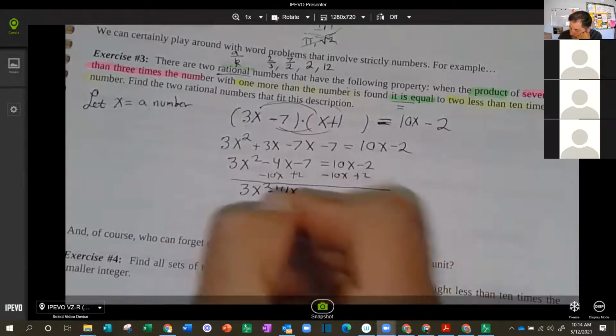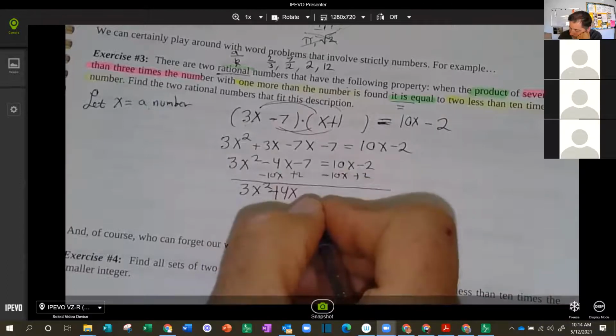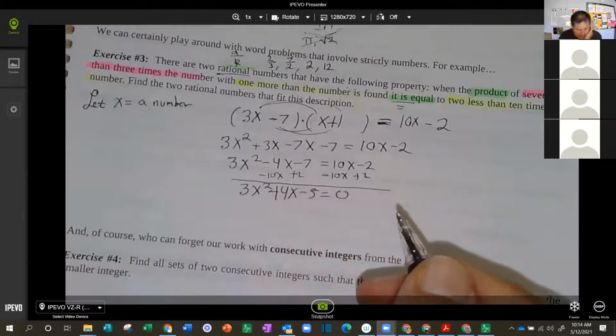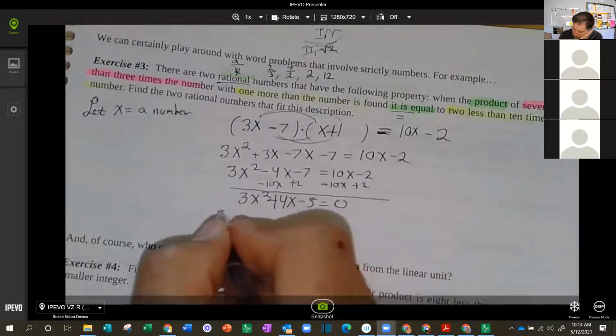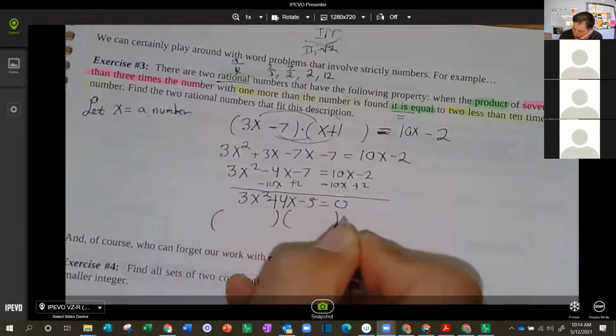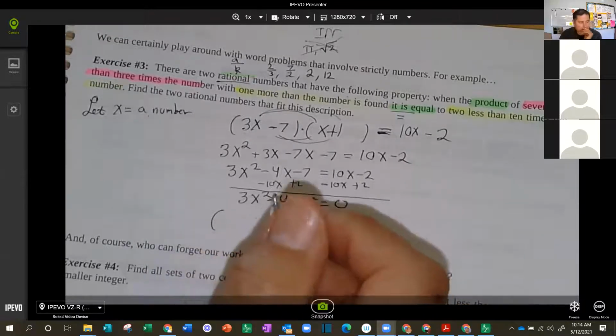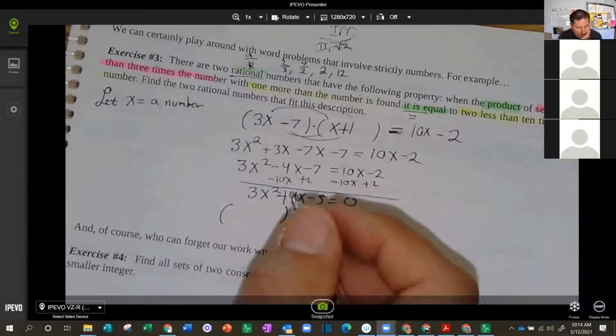Oh, and that's a -14x. It's sort of overlapped there. And this is a -5, and that equals 0. Now we have the same dilemma as before. We have to factor this and keep it equal to 0. Is there any GCF, any common factors? There isn't.